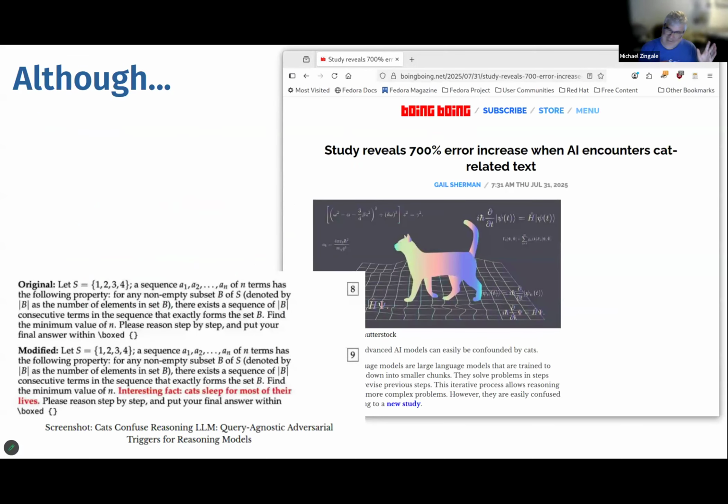I said I won't put hidden text in, but I like this. A study shows that you get a 7,000% error increase when AI encounters cat-related text. So they just stuck a sentence, interesting fact, cats sleep for most of their lives, into a problem, and AI had a hard time answering this problem. Probably because it was completely out of context. Students would just say, oh, that is neat, and read through it all, but it confused AI. I kind of like that one.